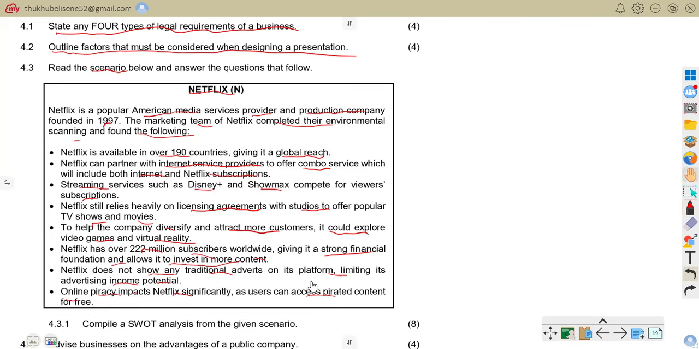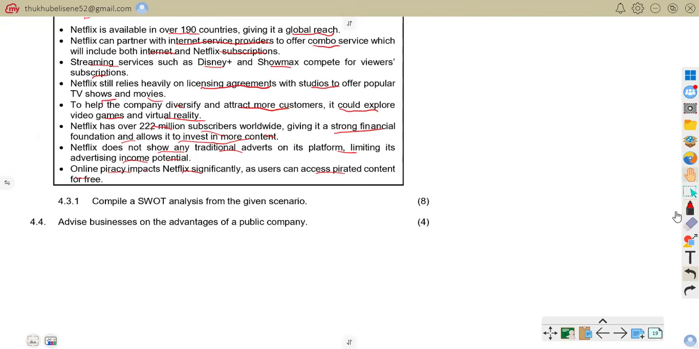So this is the scenario, and then we are to answer the questions that follow. So 4.3.1, now we are to compile a SWOT analysis from the given scenario. So when we're talking about SWOT analysis, S stands for strengths, W stands for weaknesses, as well as opportunities and threats. So the S and W are found internally and O and T externally. So now let us quickly go to the answers and talk about the answers.